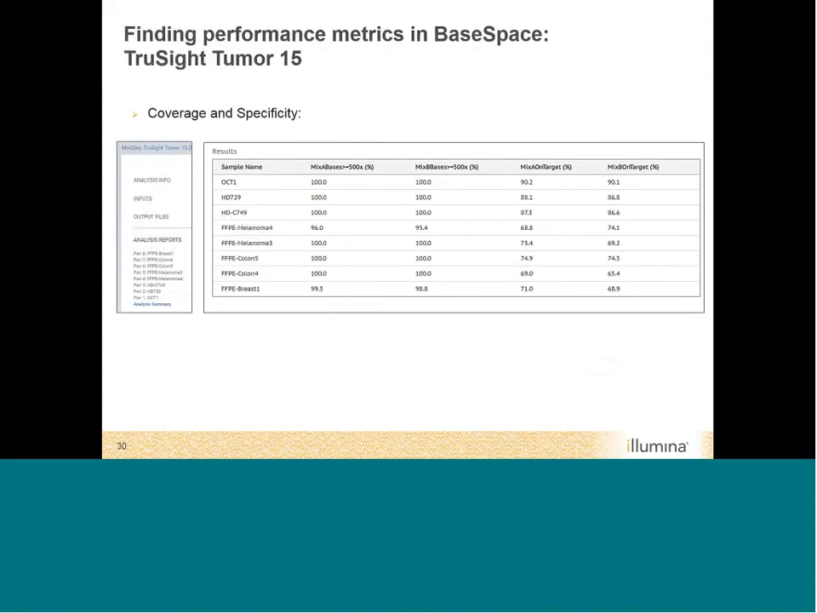Now let's look at TrueSight Tumor 15, the coverage and specificity, also available under the analysis summary section, under the analysis reports. And you'll see here this is shown for Pool A and Pool B separately, and it's actually shown as a percentage value of everything above 500x coverage. And then on the right-hand side, you'll see the percent on target, again for Pool A and for Pool B.